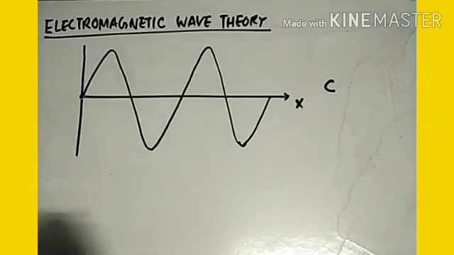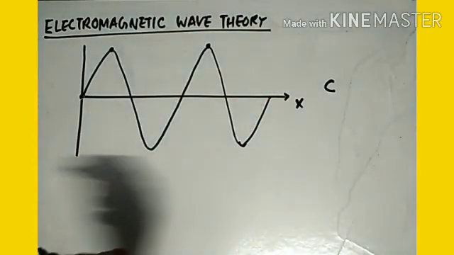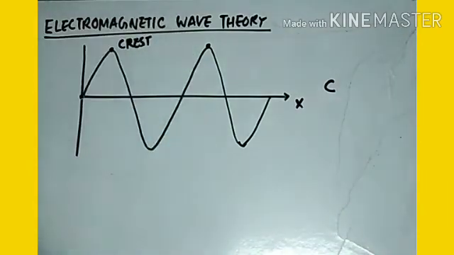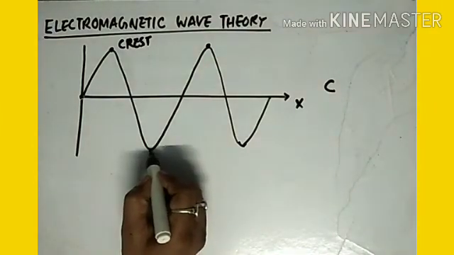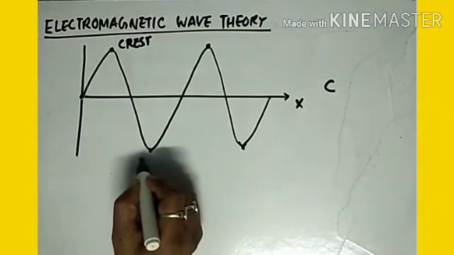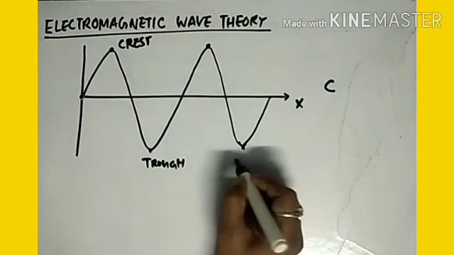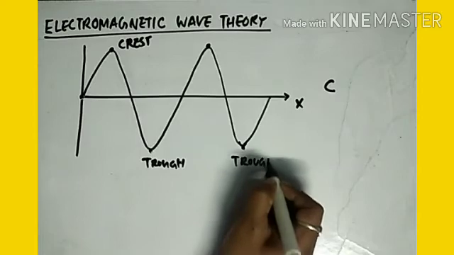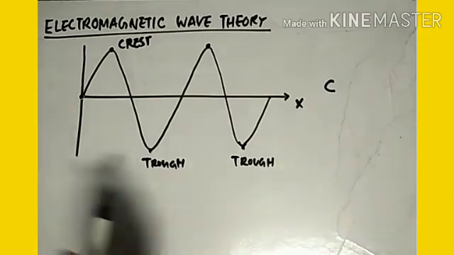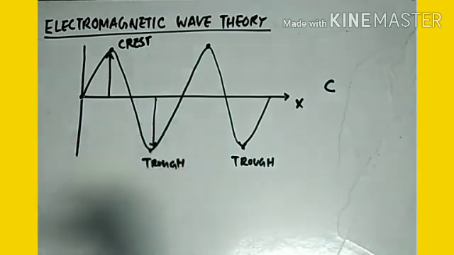Here you can see these points, right? These points are called crest, and the downward portion, these points are called trough. All right, they are troughs. So basically crest and trough are both formed. It moves upward like this, and it goes down like this.